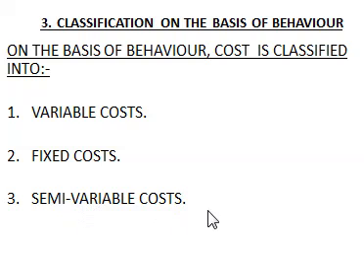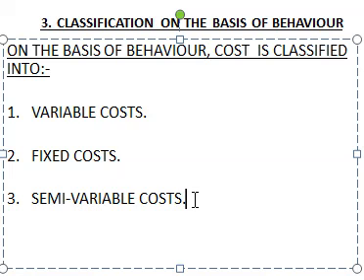Another one which is not included here, or which you can add here, is what we call a step-up cost. A step-up cost is similar to a fixed cost, in that it is constant up to a given level of activity. If that level of activity is exceeded, the cost increases and then it becomes constant again. So that is a step-up cost.